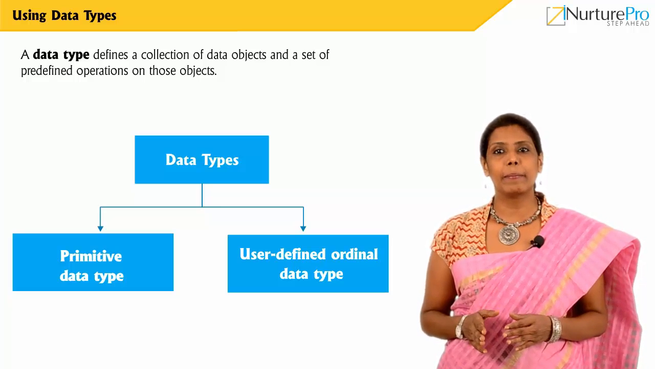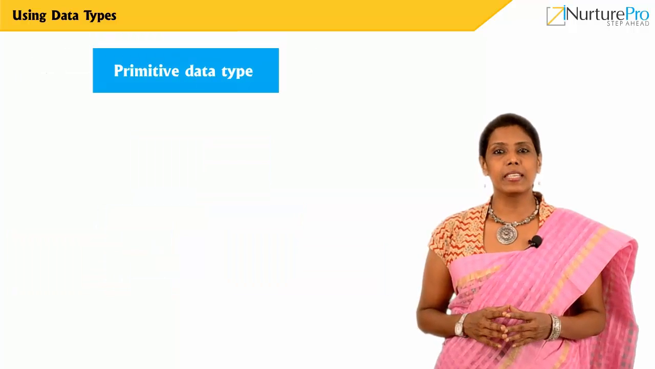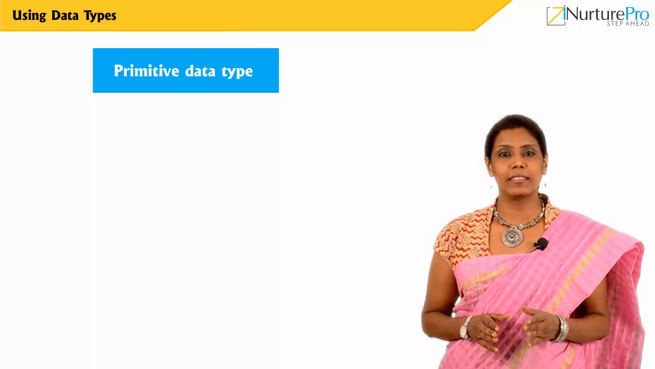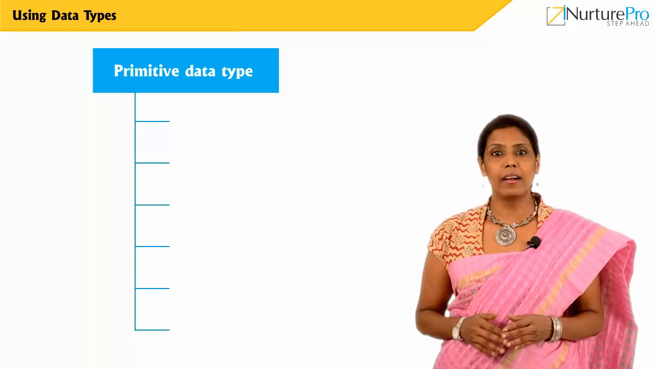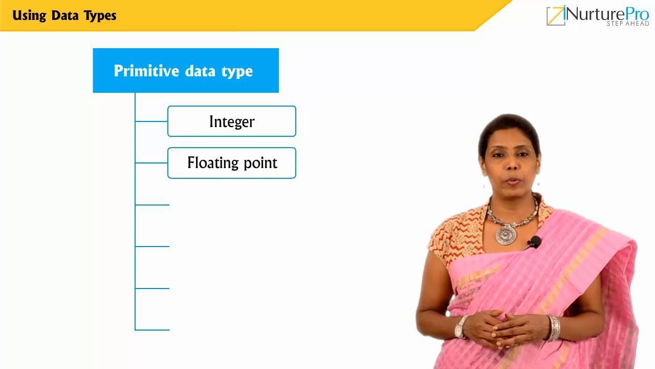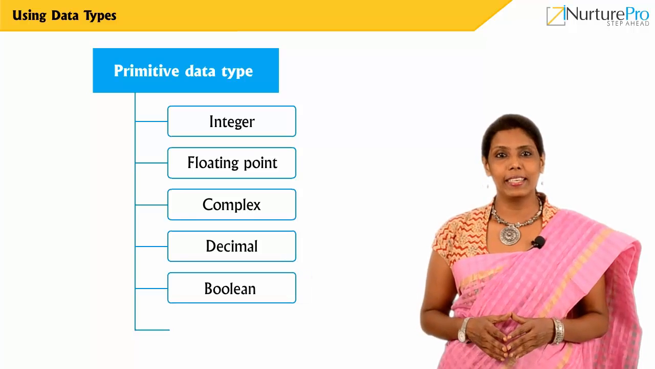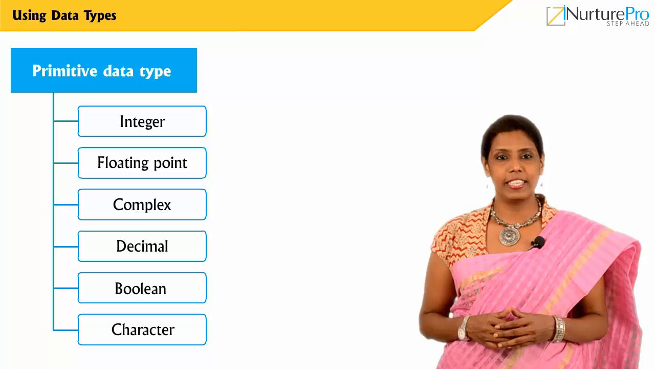First, let's learn about primitive data type. Primitive data type is a data type that is not defined in terms of other data types. Some examples of primitive data type are integer, floating point, complex, decimal, boolean and character. Let's discuss each in detail.